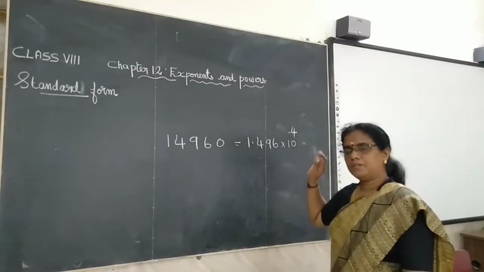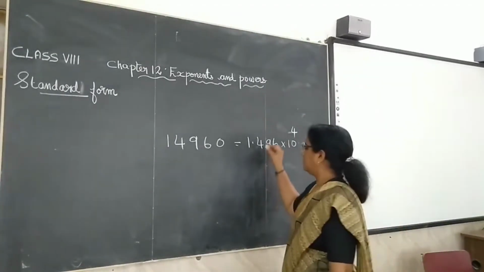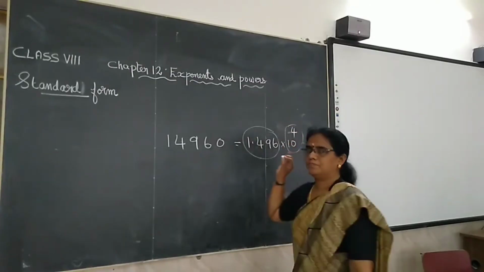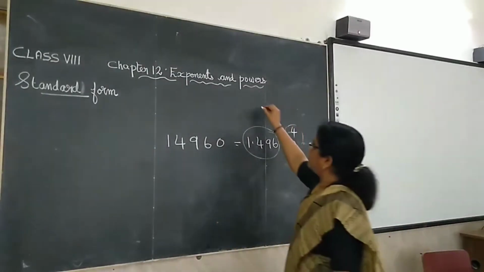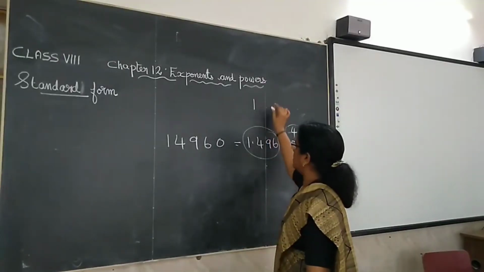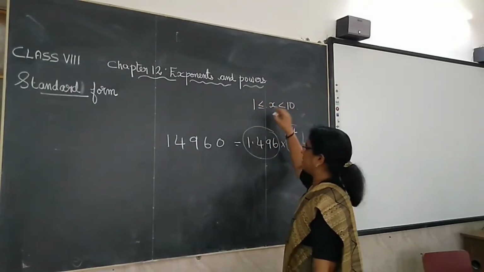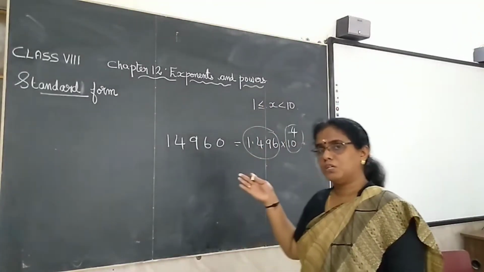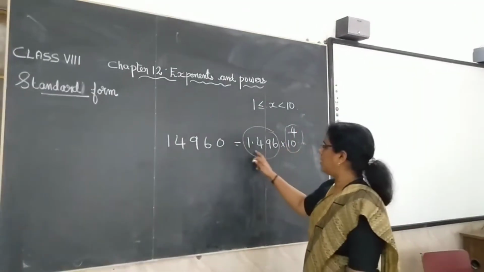That means when we write numbers in standard form, two parts will be there: this is the first part and this is the second part. The first part is always between 1 and 10. Suppose this number is x, then x is between 1 and 10, including 1. It can be 1 also, but less than 10.